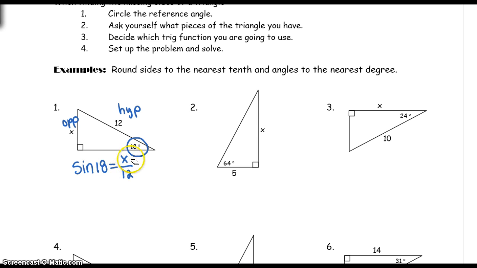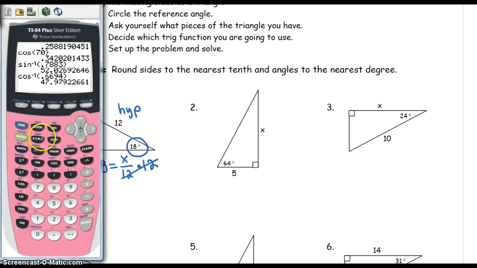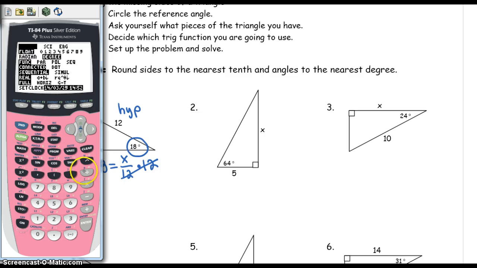Now, if I want to get x alone, 12 is dividing into this side. So to do the inverse, to undo it, we will multiply both sides by 12. And then on your calculator, you're going to do 12 times the sine of 18. Make sure that your mode is still in degrees.